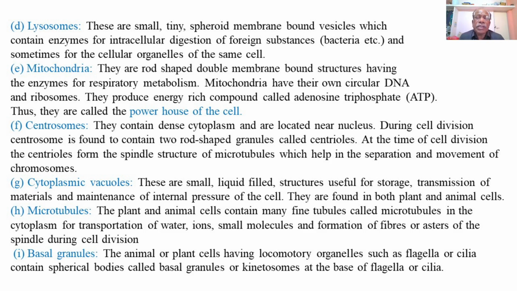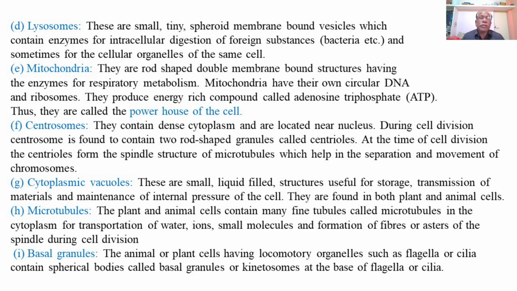So the plant and animal cells contain many fine tubules called microtubules, which may have cavities or cylindrical structures inside. They are found in the cytoplasm and are useful for the transportation of water, ions, small molecules, and also for the formation of spindle fibers or asters at the time of cell division.